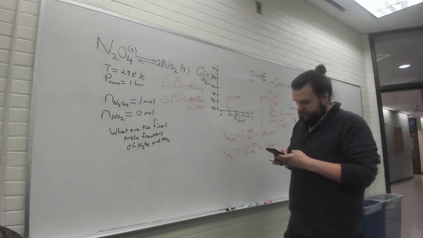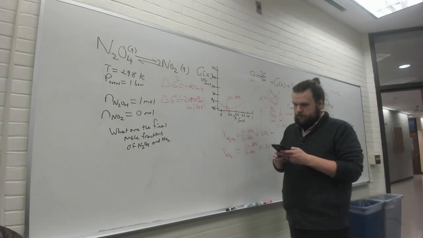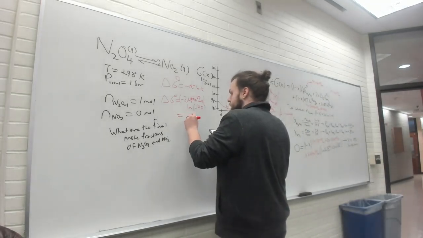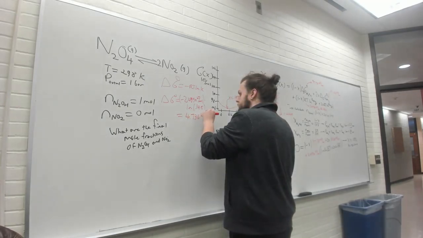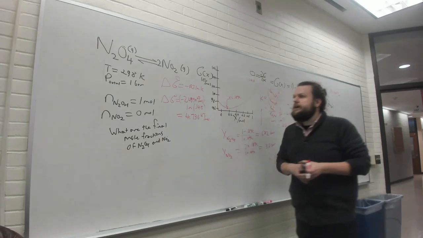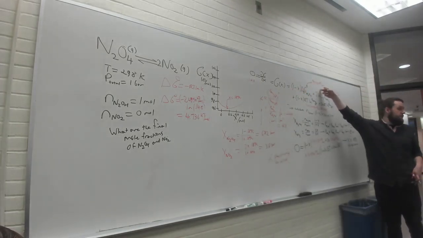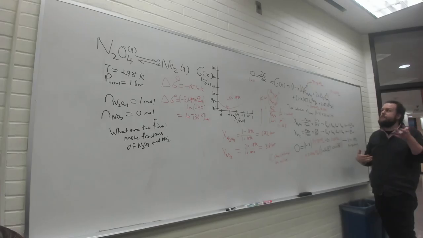And I'll just do that math real quick. 2.4790 times the log of 0.148, which is equal to 4.736 kilojoules per mole. And that number should be equivalent to the difference of these. Remember, Gibbs energy is a state function, so we just take the Gibbs energy of formation of the products minus the reactants.